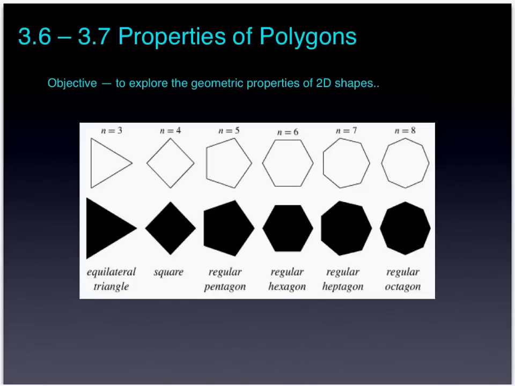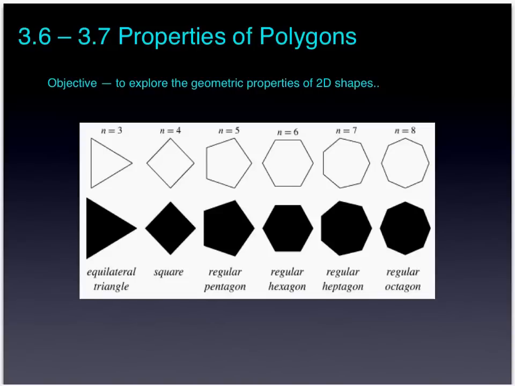So here is a whole bunch of 2D shapes. We start on the left-hand side with our triangle, move over to the square, and then we talk about a pentagon, hexagon, heptagon, and octagon. Now these are of course just a few of the shapes that we'll be talking about and looking at this unit, but it gets us started.